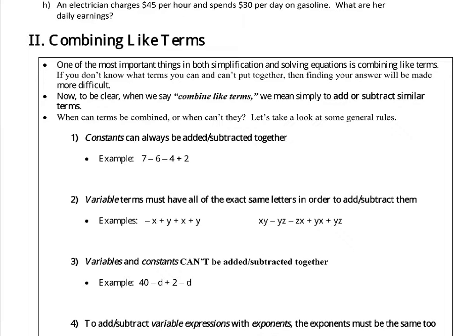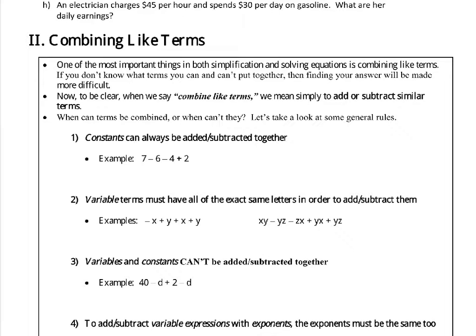The next rule says variable terms must have all of the exact same letters in order to add or subtract them. So if you look at the expression underneath number 2, you'll notice that I have 2 y variables and I also have a -x and a +x. So I've underlined the similar terms in red and in blue. So when I look, I say how many y's do I have if I'm adding them together, and that would be 2. I have 2y, so I would write it with a coefficient of 2 multiplied by the y.